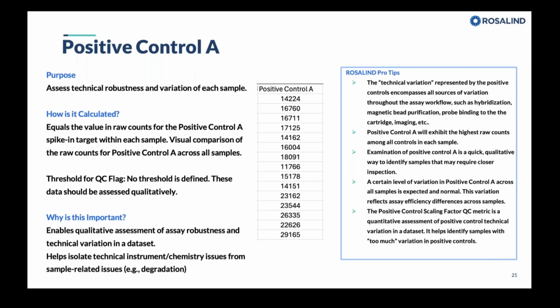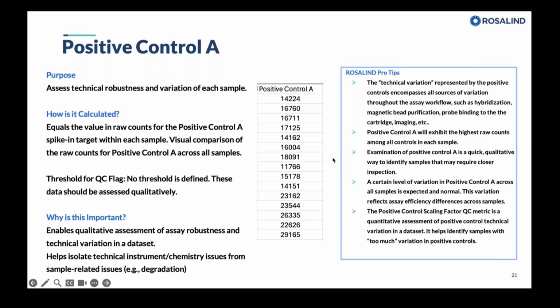Then there are imaging steps. So there are all these different technical steps in the assay, and each one by itself is a source of technical variation. That's the way all assays work. So when I talk about the technical variation of the assay, all of these individual steps are reflected in positive control A. All the variation we see here just reflects this natural variation in the assay encompassing all of these steps that I just described.